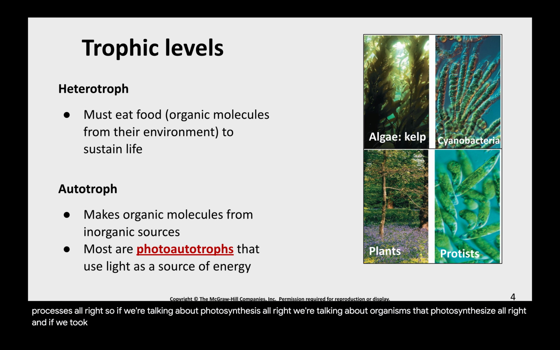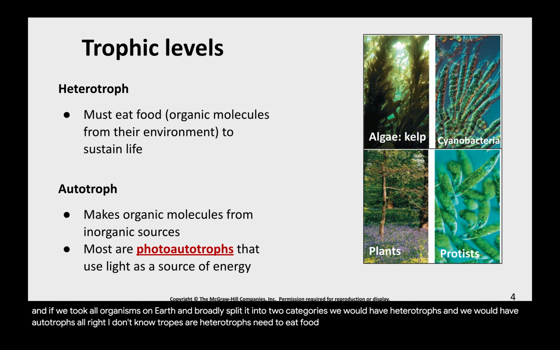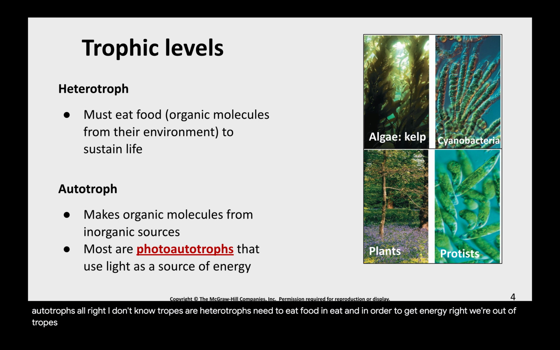If we're talking about photosynthesis, we're talking about organisms that photosynthesize. If we took all organisms on Earth and broadly split them into two categories, we would have heterotrophs and we would have autotrophs. Heterotrophs need to eat food in order to get energy. We're autotrophs. The pets you have at home are autotrophs. Anything that needs to consume food.